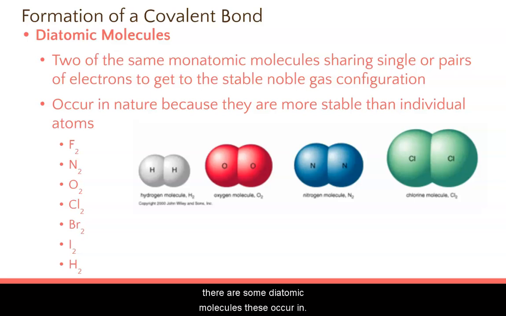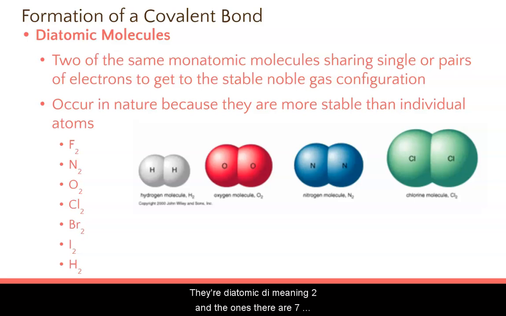These occur in gas form, and they occur naturally because they are more stable than individual atoms. These are in gas form. So if you're reading an equation or a reaction and it says something like oxygen gas or chlorine gas, it's expected that you understand that they're talking about Cl2 and N2 or O2 and not just O by itself. They're diatomic, di meaning two.